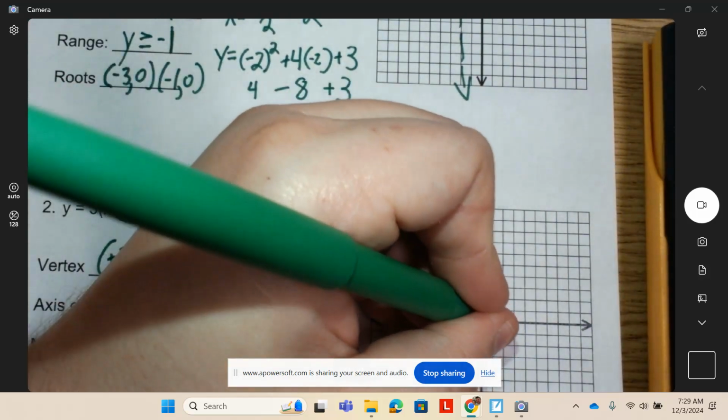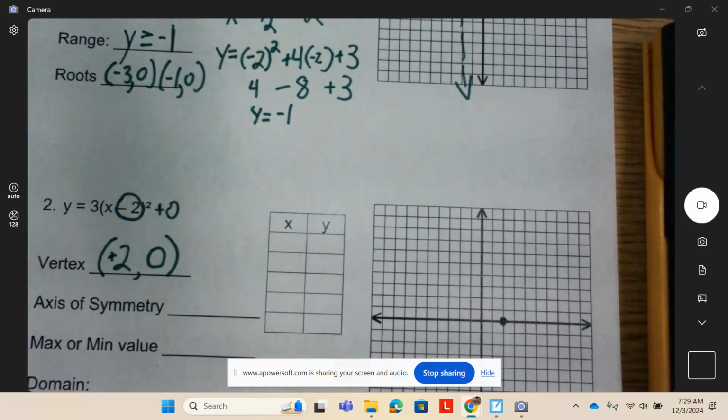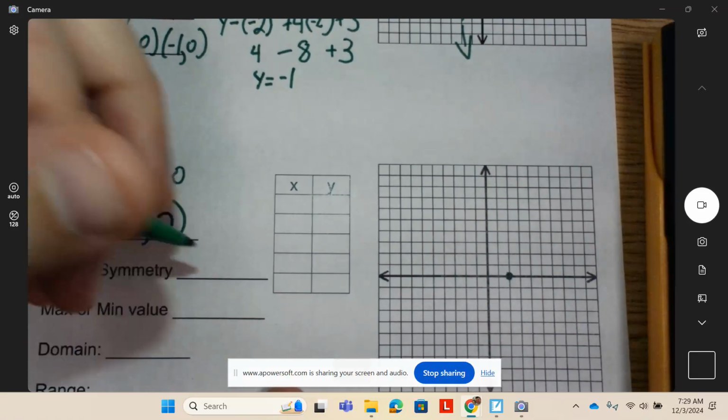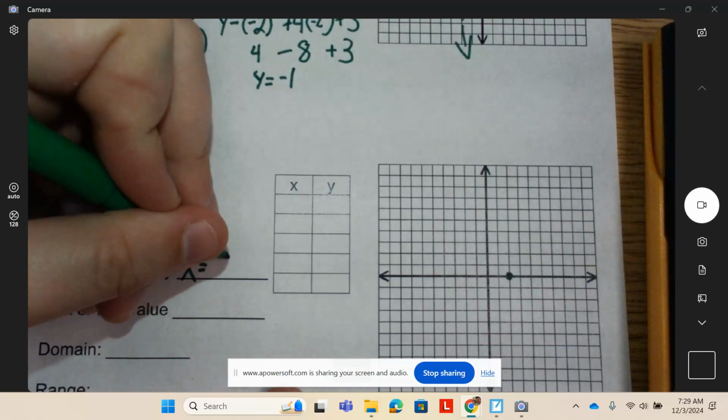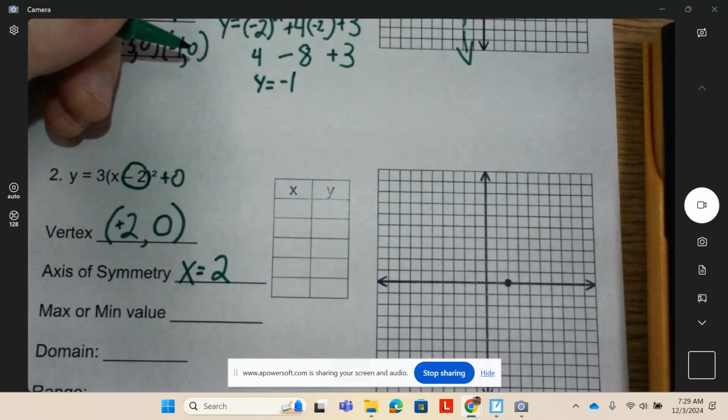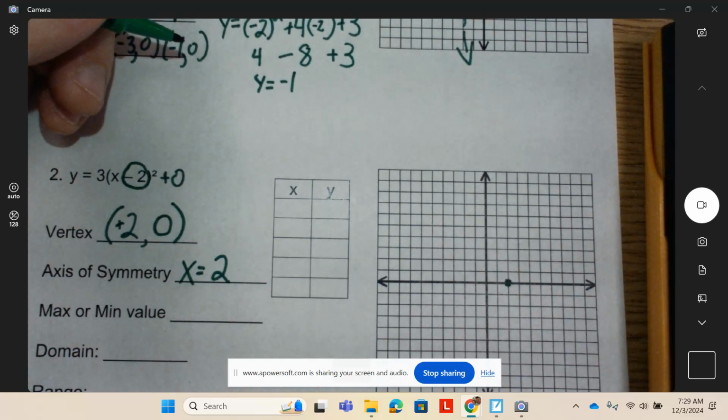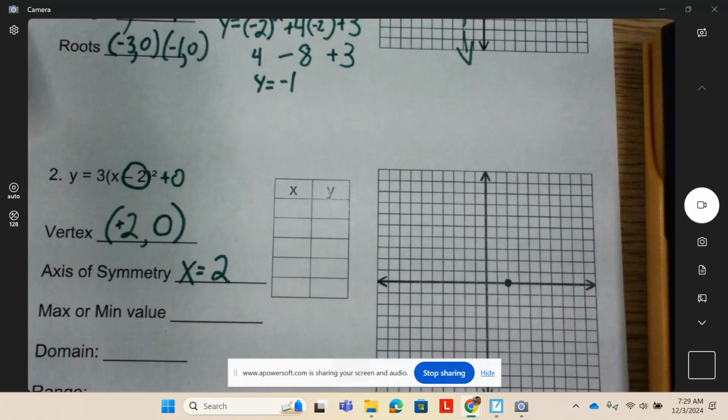So I can put that dot there. And one thing we know about the vertex is that the axis of symmetry is the vertical line that crosses at that same point. And so now we're ready to see about putting that in our calculator.